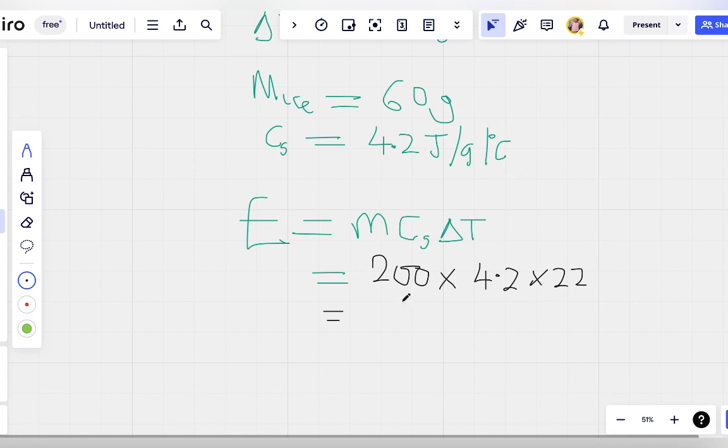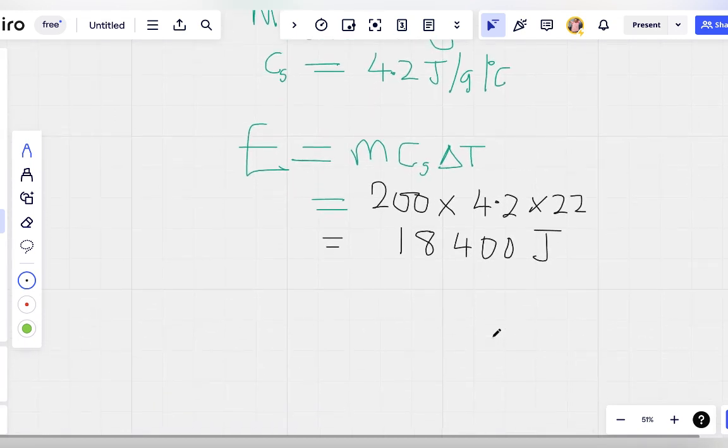So we get 80,400 joules. In the exam, they might round up to the nearest 1,000. They love doing that in physics paper. If they do that, it's the same thing, 80,400 joules. So that's the energy we have calculated. And let's see the next question.